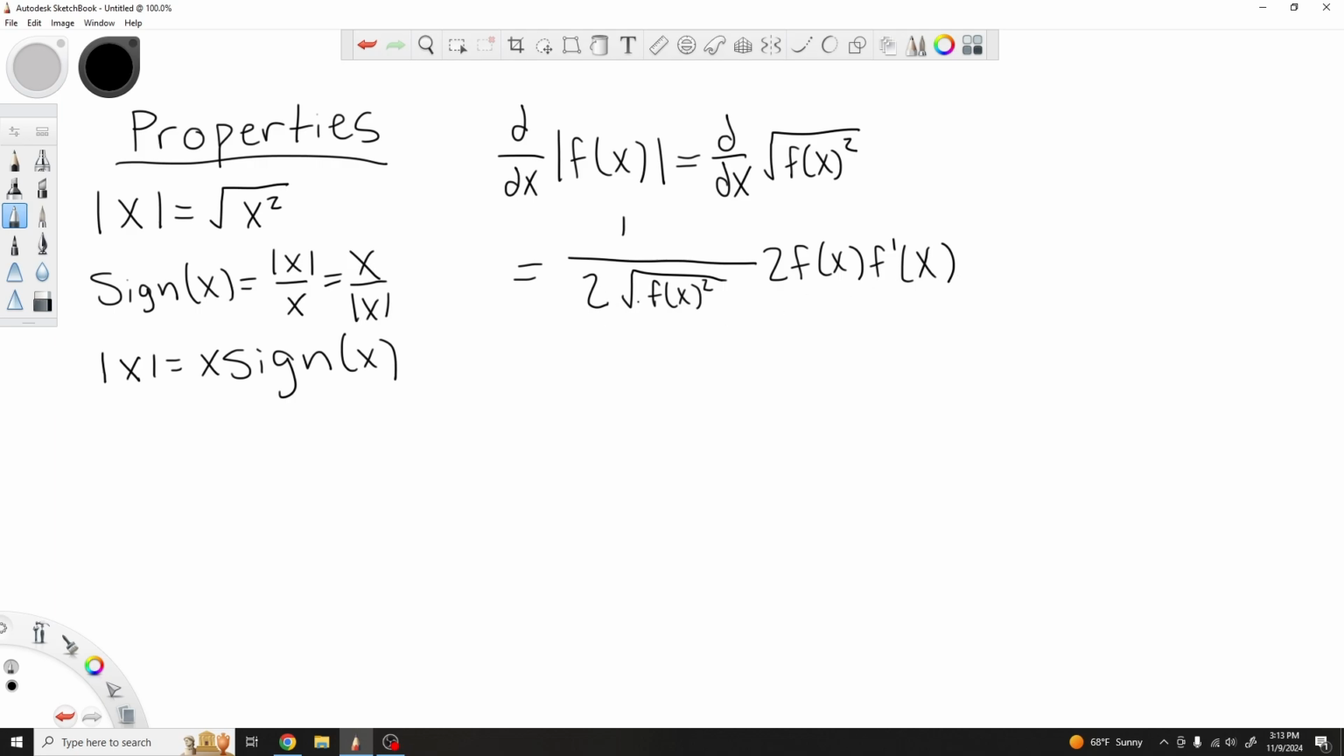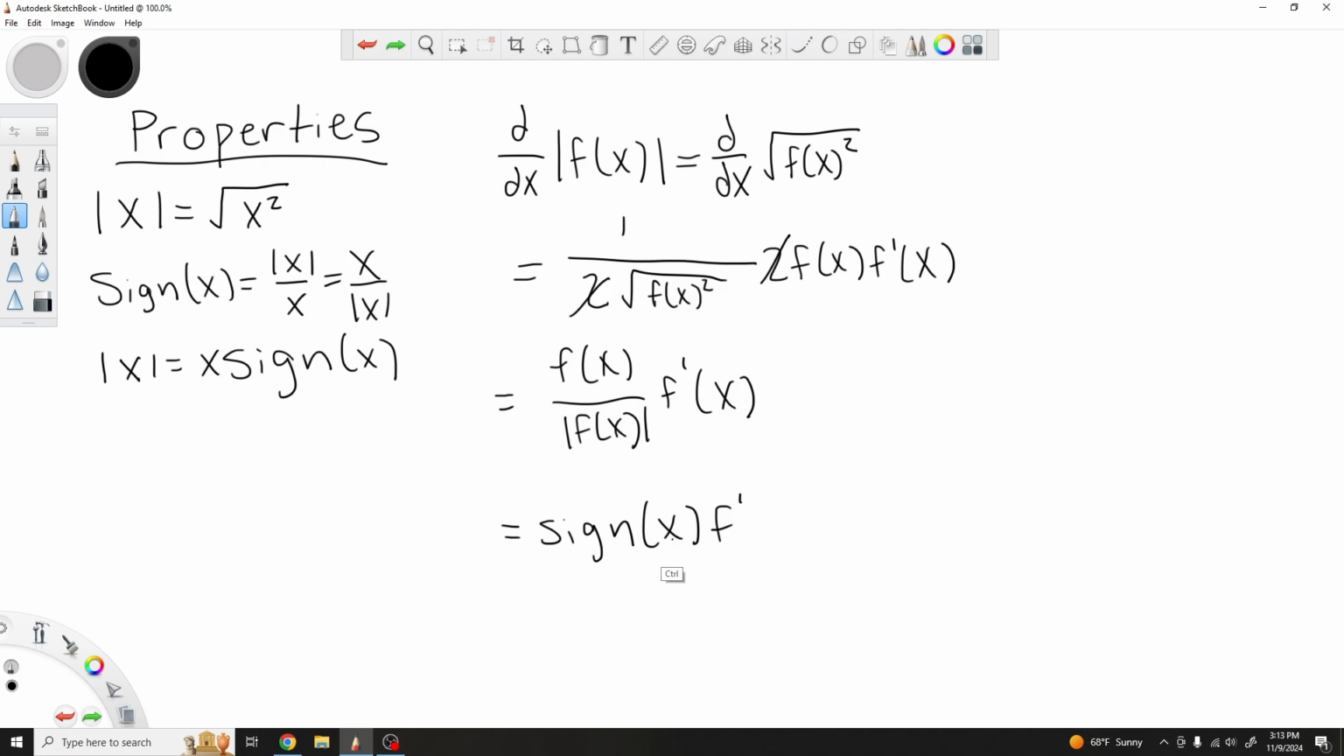And now I'm going to rewrite this square root of f of x squared as the absolute value of f of x. These 2's will cancel out, and we'll have f of x over absolute value f of x times f prime of x. And now this left-hand term, f of x over absolute value f of x, is actually going to be equal to the sine of f of x from that second property. So we'll get that the derivative of the absolute value of any function is equal to the sine of that function times its derivative.